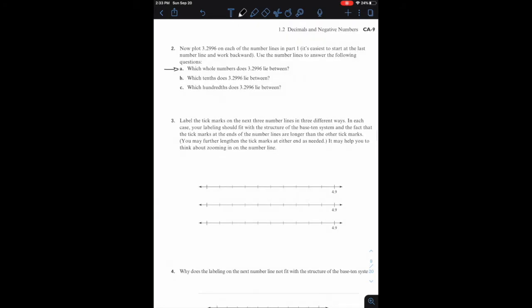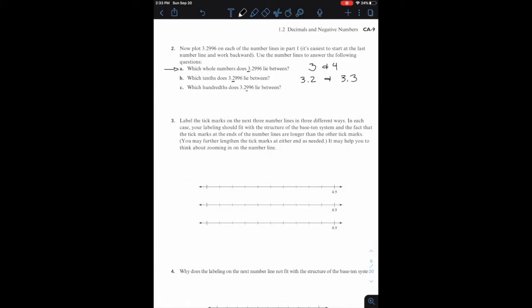Which whole numbers does 3.2996 lie between? You can go ahead and flip back to look at your number lines if you'd like, but we're going to try and make sense of it without those number lines. So which whole numbers is it between? Well, it's greater than 3, and it's less than 4. Okay, so which tenths does it lie between? So it's between 3.2 and 3.3.